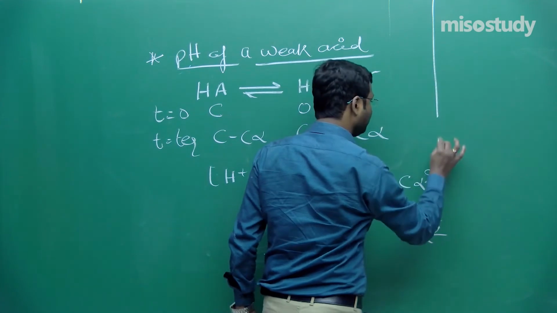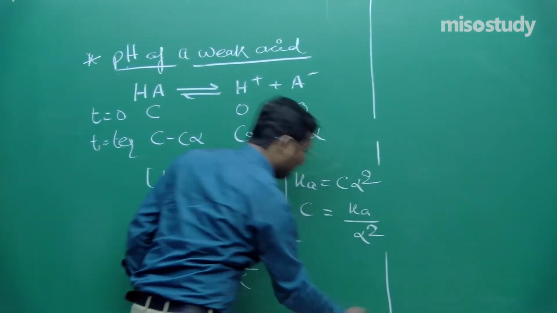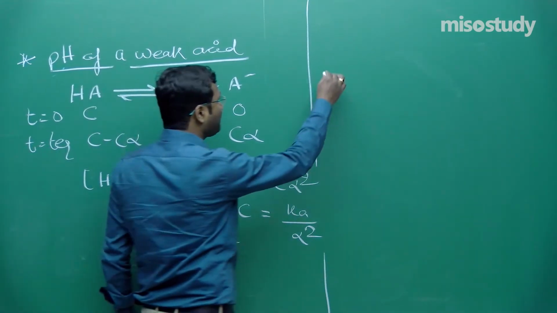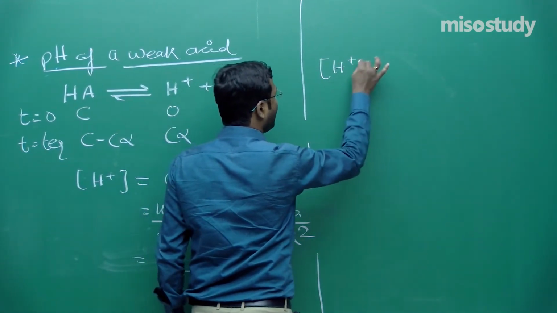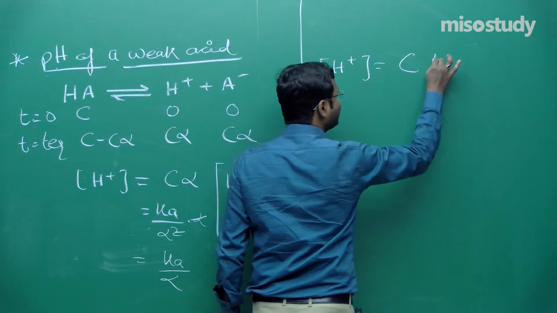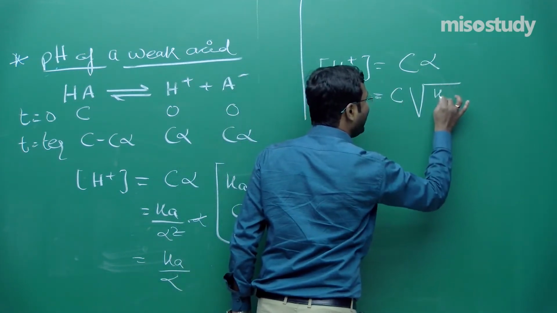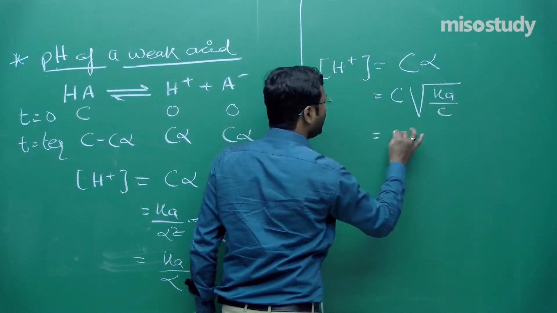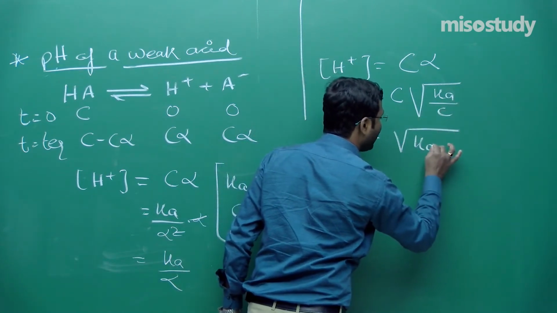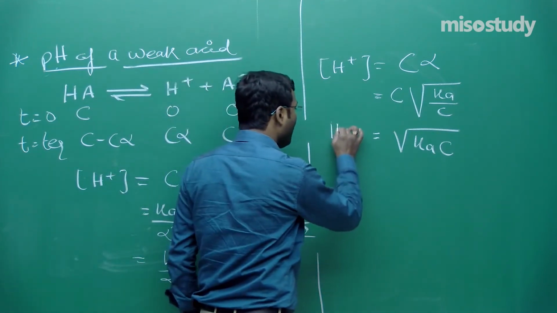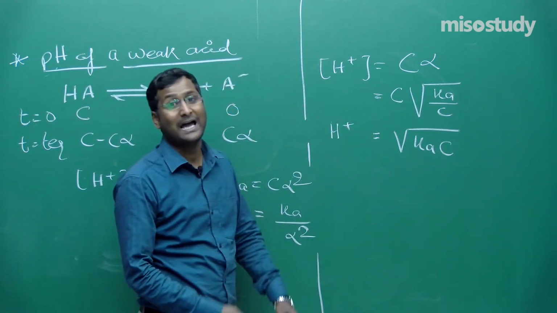The next expression, are you getting my point? It's very easy. Now, for H plus ion concentration, as we know, it is C alpha. Now put the value of alpha, that is root of Ka upon C. So the next expression is H plus ion concentration is root of KaC. These are the few expressions for H plus ion concentration.